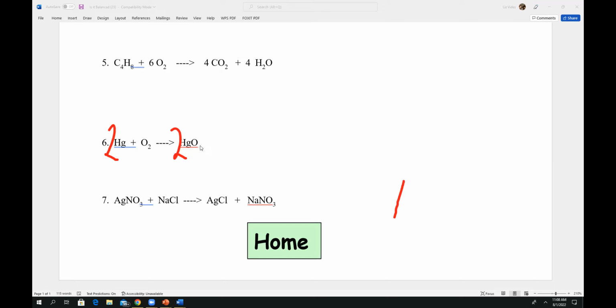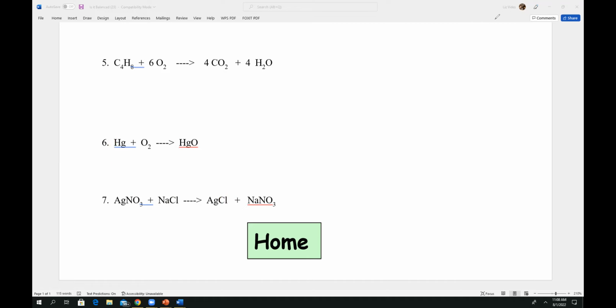Now this last one, you have to look at it. Look at either one of these and compare them. Let's compare the silver since it's the first one. We have 1 silver and 1 nitrate. Remember, these are groups. So 1 nitrate, 1 nitrate, 1 silver, 1 silver, 1 chlorine, 1 chlorine, 1 sodium, 1 sodium. So this one's already balanced, we don't need to do anything with it. But the previous one did need the 2 and the 2. So that's all, that's how you learn to balance.